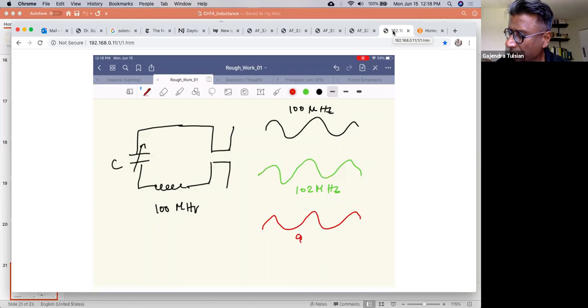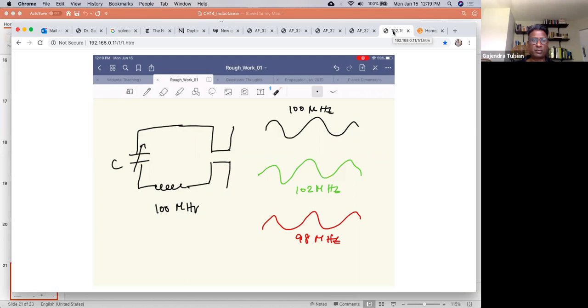And here's 98 megahertz. So you can have this room full of all kinds of signals, and only this one will drive a large enough current. These will drive very small currents in this circuit. And that's how this circuit picks up that signal. So by the phenomenon of resonance, a driving frequency matching the natural frequency will set up large currents.